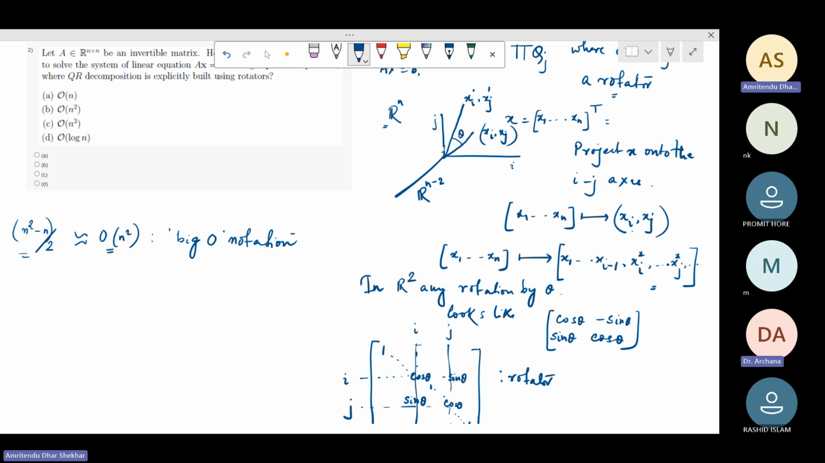Sometimes, sir, you are writing approximate to 4 n square by 6, so here we are taking its coefficient factor, 4 by 6. In this case, you ignore the 4 and 6 and take only n square. So let's say you calculate the number of flops, and the number of flops comes out to be something like, let's say, an squared plus bn plus some c.